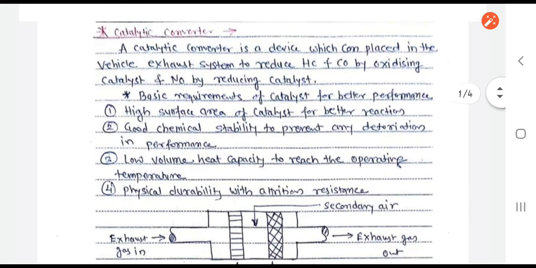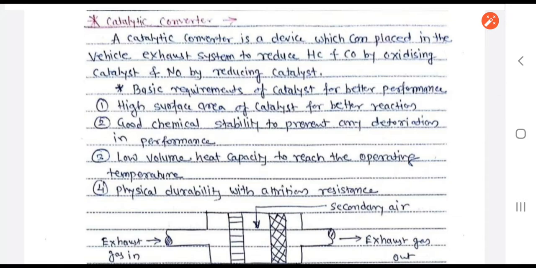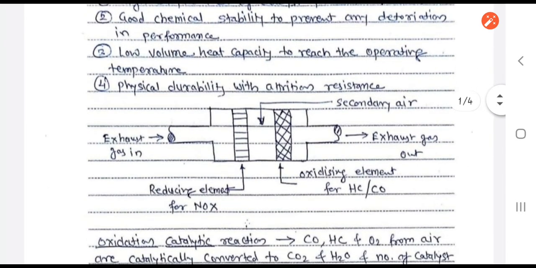The catalytic converter is very useful to reduce hydrocarbons and carbon monoxide by oxidizing with the catalyst, and nitrogen oxides by reducing with the catalyst. We can place such a catalytic converter in the exhaust system of different vehicles. If you take the example of a four-wheeler, the exhaust gases come out and there is a silencer. Before the silencer, this catalytic converter is placed. So from the exhaust valve of the engine, the exhaust gases come inside this catalytic converter first.